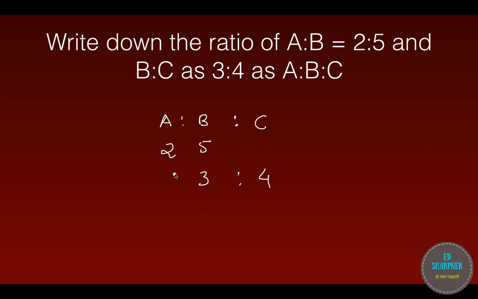In order to find A is to B is to C, what we do is we multiply 2 and 3 and write down right beneath A, which is 6. Then we multiply 5 and 3, which is 15, and we write right beneath B. And the last step, we multiply 5 and 4 and write right beneath C. So A is to B is to C is basically 6 is to 15 is to 20. So this is how you can find the ratio of A is to B is to C from the given ratios of A and B and given ratios of B and C.